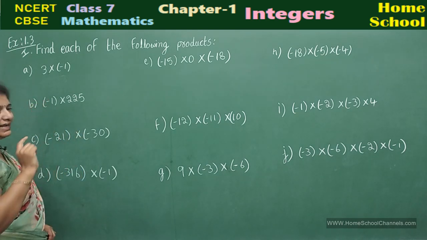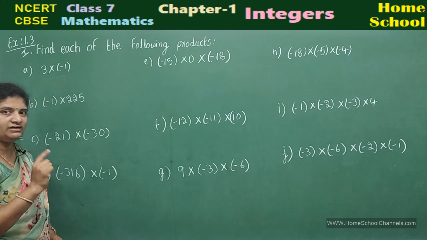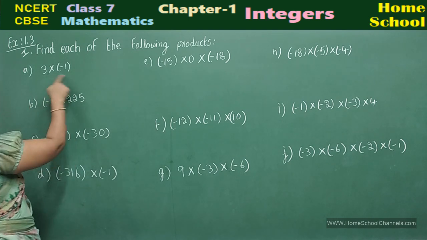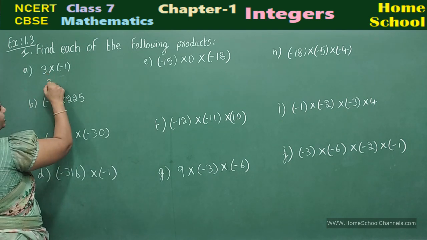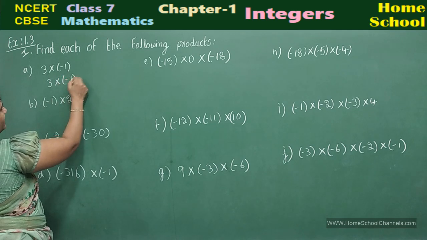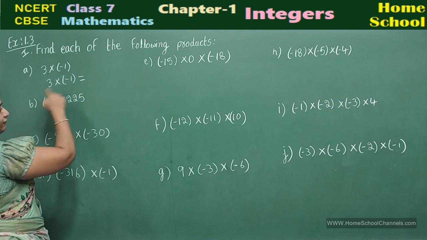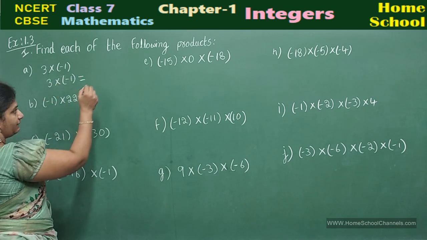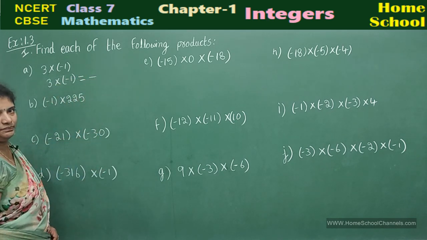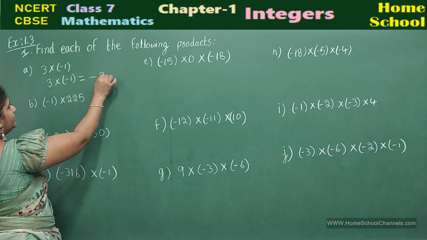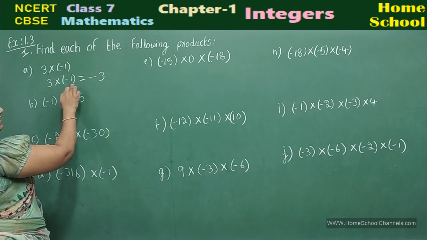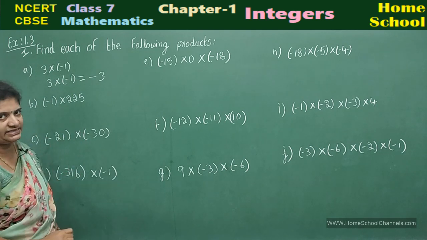First, when you are doing any product, you need to multiply the signs first. This is the question. Let me rewrite the question again. 3 into minus 1 is equal to plus into minus, different signs. If you multiply, you get a negative. 3 ones are 3. 3 into minus 1, your answer is minus 3.